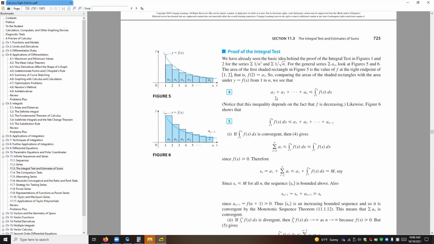So the exact relationship between the series and the integral is described in terms of the partial sums. The partial sum for the series, omitting the first term, is smaller than the integral from 1 to n. And the partial sum of the series omitting the last term is larger than the integral from 1 to n, which means that the partial sum overall has to be smaller than the integral from 1 to infinity plus a1, plus that first term.